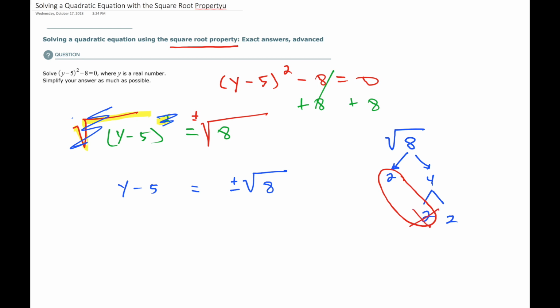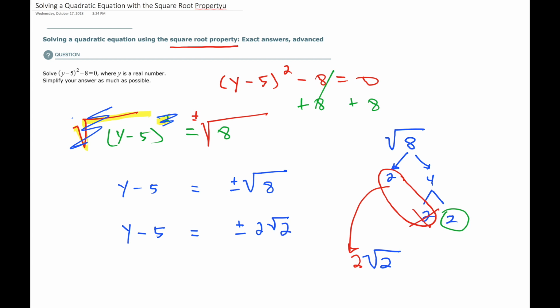Dies. What happens to this one? It goes out of the root. What happens to this loner right there? It stays in the root. So it ends up like that. So the square root of 8 is the exact same thing as 2 root 2. All right, so now we have this. We have y minus 5 equals plus or minus 2 root 2.